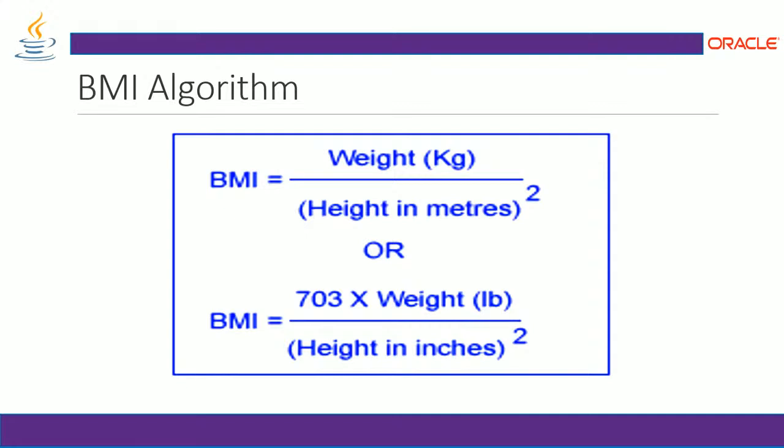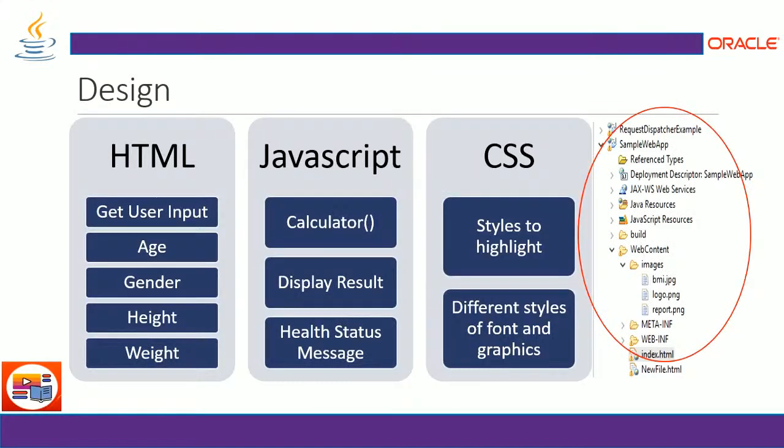So this is the relationship and the algorithm, or you can say formula, to calculate your BMI. Now this particular formula you have to implement in Java. So for the online BMI calculator we have divided it into three parts.